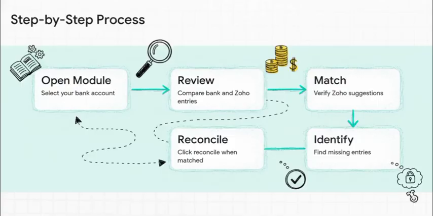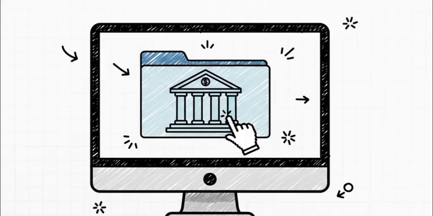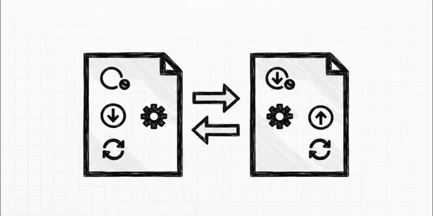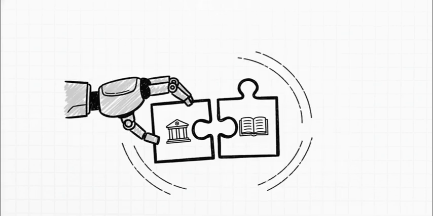So, to solve our little financial mystery, Zoho breaks this into 5 super simple steps. Step 1, just pop open the banking module and pick your specific bank account. Next up, quickly review your deposits, payments, and charges directly against your Zoho entries. Now here's the magic. Zoho actually suggests the correct transaction matches for you automatically.